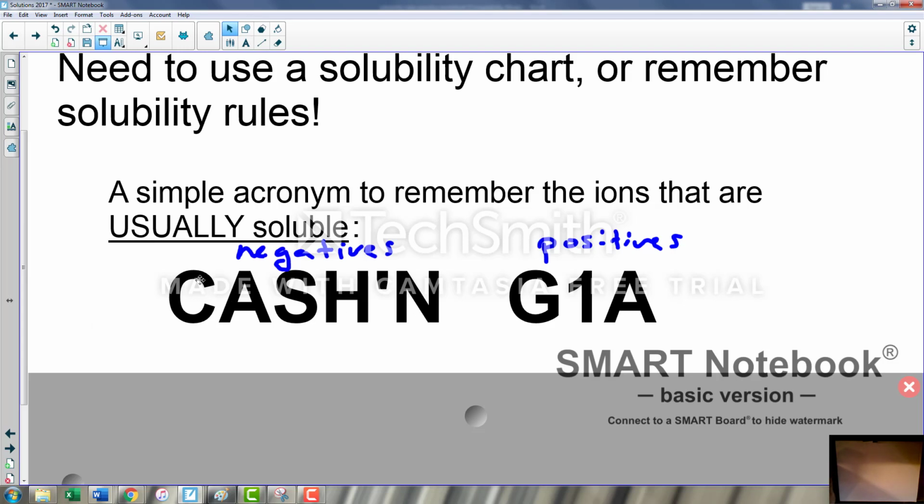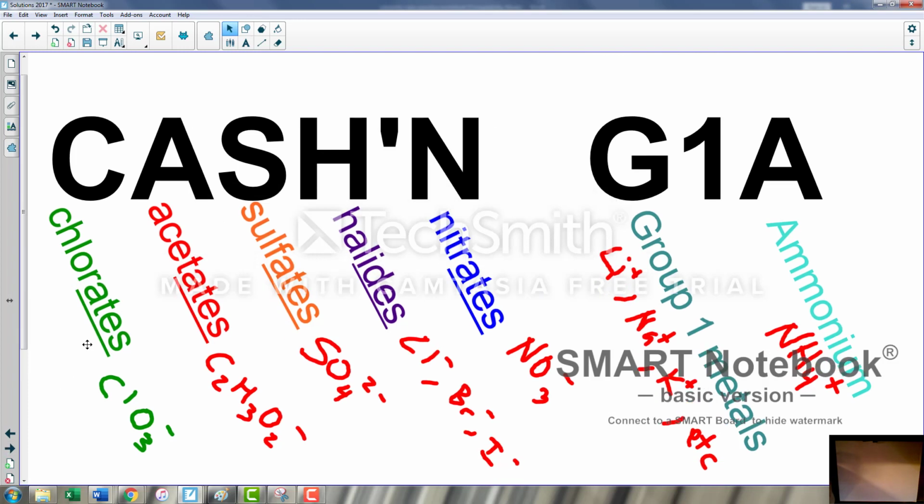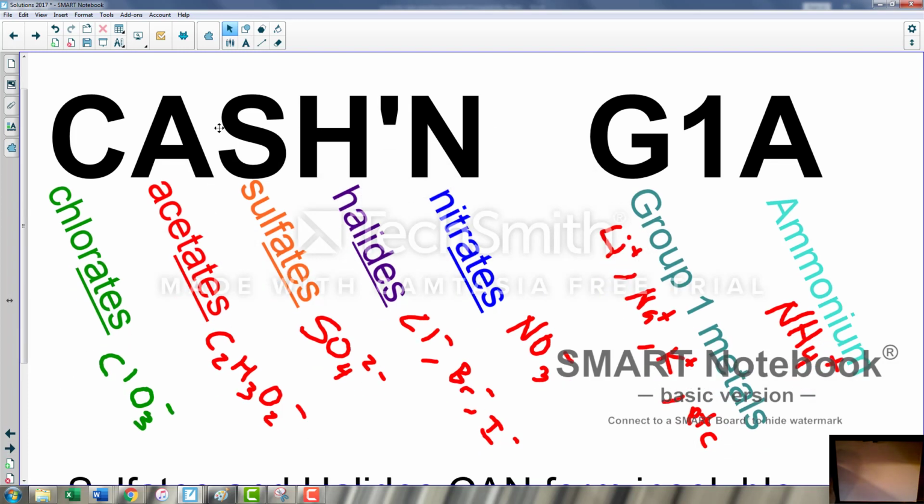These stand for chlorates, acetates, sulfates, those things. These are usually soluble ions. I write it as two different words because it's the negatives first and then the positives. It's easier to figure out by looking at the negatives, honestly. So these are the things that typically do dissolve. Let's go into a little bit more depth. This is what the different letters stand for.